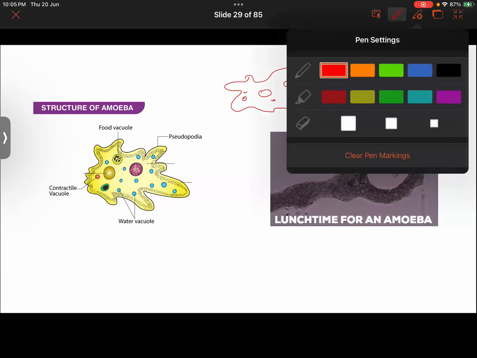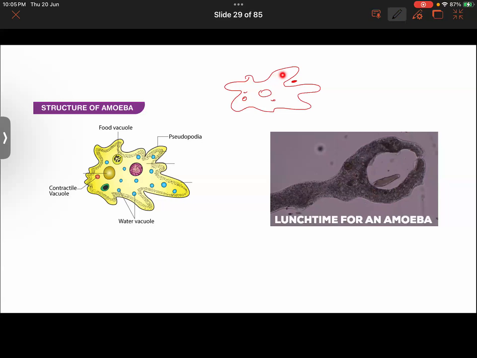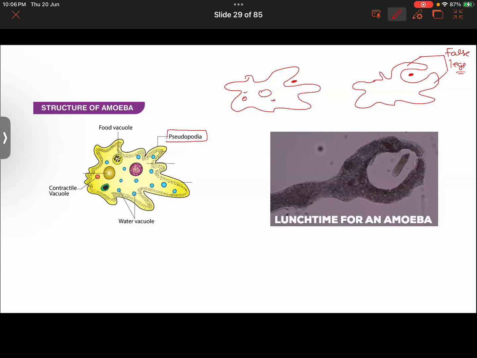So what it will do now is start to form false legs around that. Slowly, see over here, it will start to surround its prey like this. So it is forming false legs, which are called pseudopodia. We call them pseudopodia. Now in this image, let's say this is the first image, this is the second image. In the third image, you can observe that the prey has been trapped by this false leg. Getting it, guys?